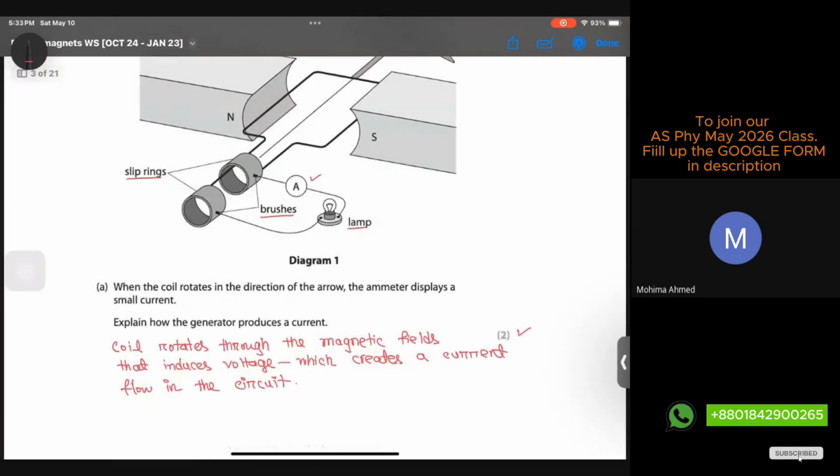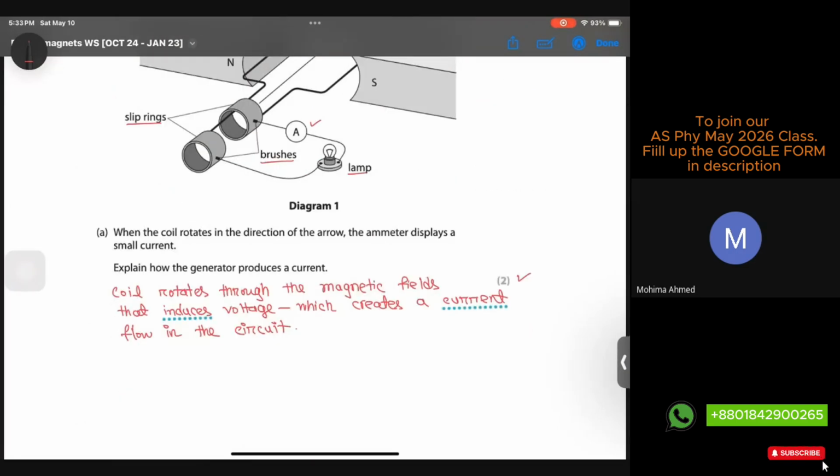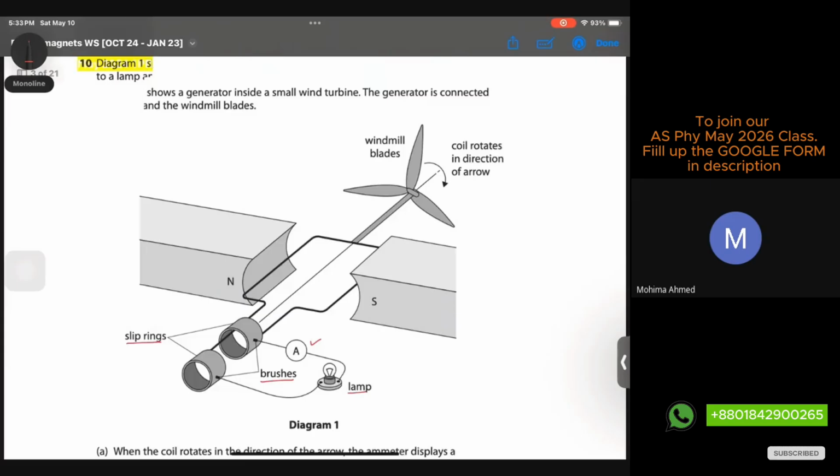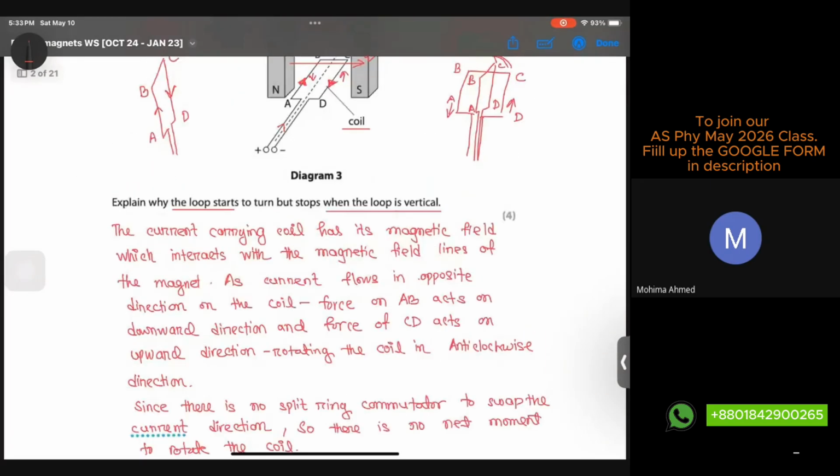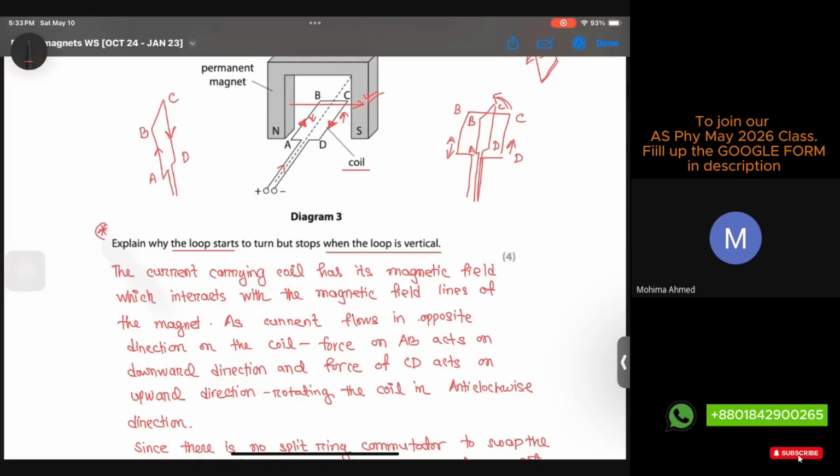Now, so far, the questions we have done, there was no repeated question actually. It's explain how the generator produces a current. Yeah, you can think of this as a repeated question, but this also doesn't contain the maximum number of points, so I will not suggest memorizing this question, but explain why this is a very important question. It was quite different. Usually, we always consider that after every half turn, the rotation stops, and then again it reverses back to the original. It reverses its direction.